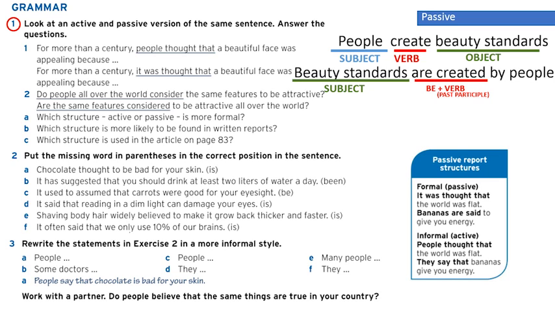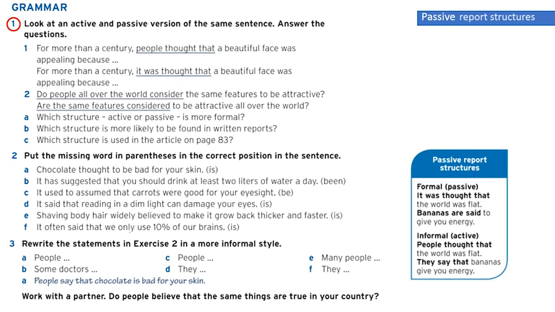And the original subject is no longer a subject, it's just the doer or agent. It's no longer a subject, guys. Remember, the proper name for this is doer or agent. It's the person who does the action. Okay, so this is the passive. But today's topic is passive report structures. Okay, what is this? This is very easy, guys.